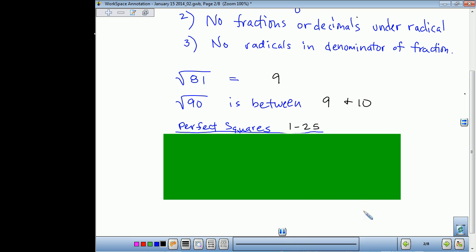So take about 30 seconds. Go ahead and write down that list. If you don't know one, skip it. Our first perfect square is 1 because 1 squared is 1. Our next perfect square is 4 because 2 squared is 4.